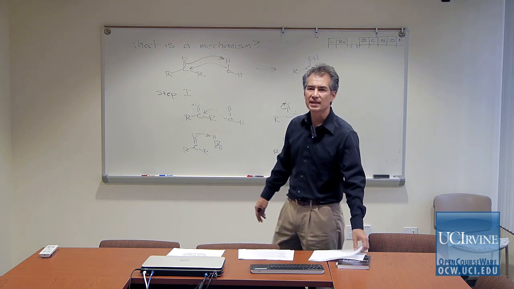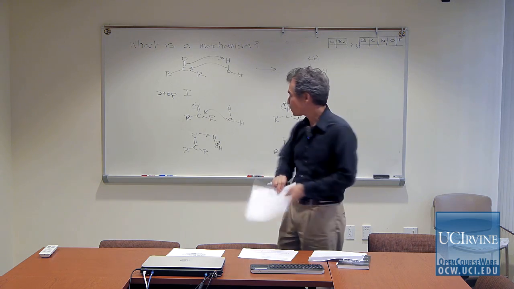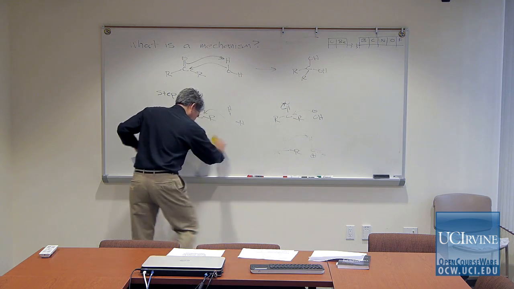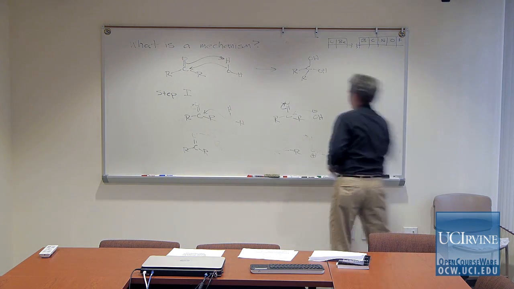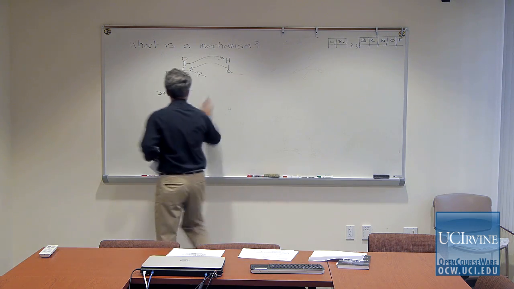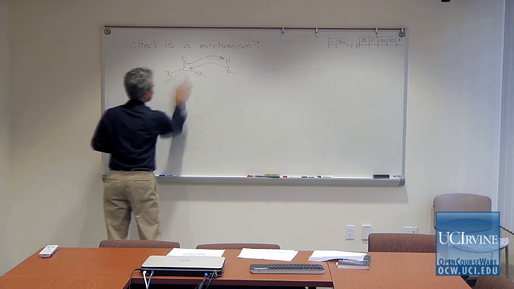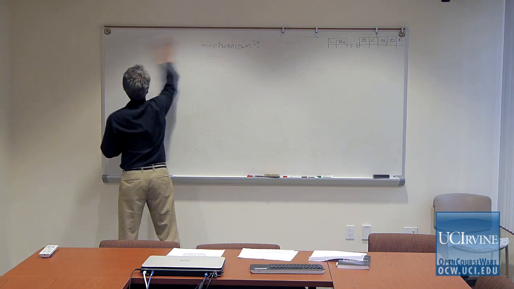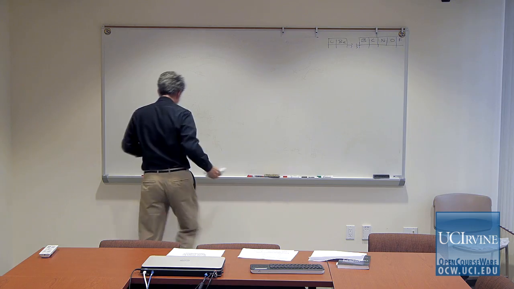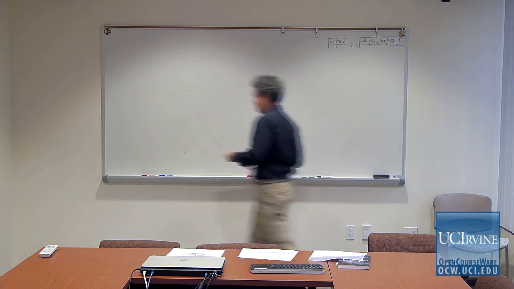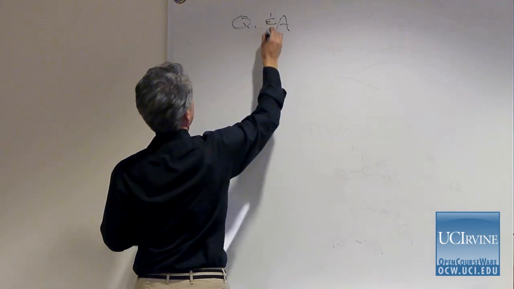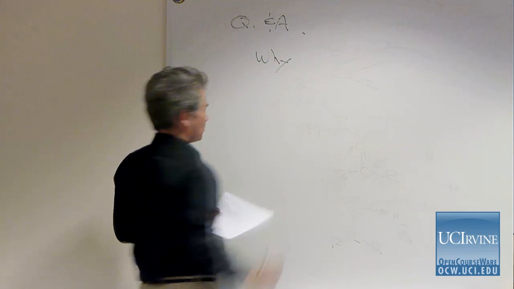Why is there so much diversity in an answer that ought to be very simple? What is the mechanism for a simple reaction? Let's start off with a simple question and answer session here. And I'll start off with a simple question: why.